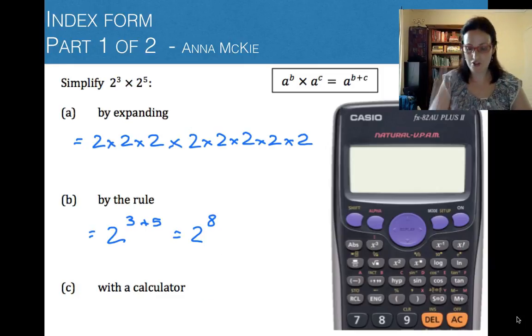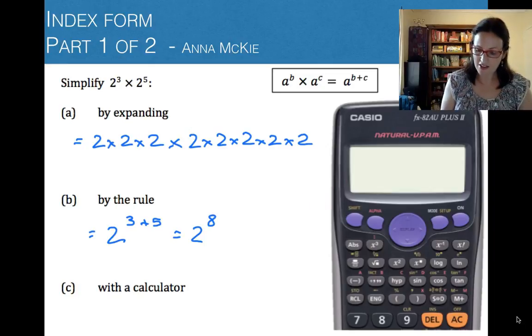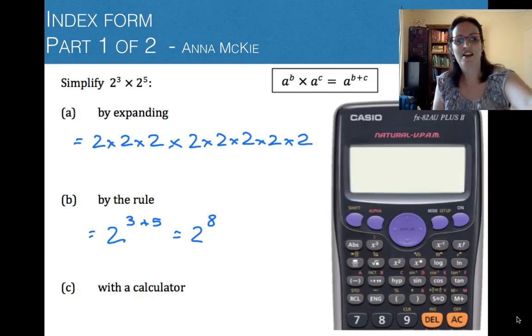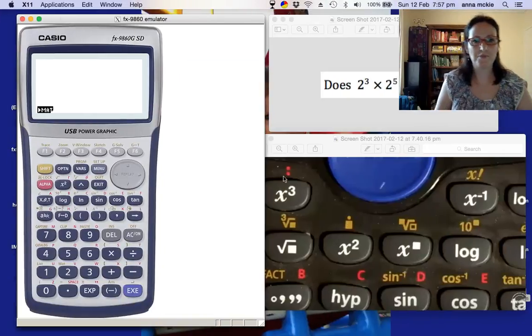Now most of my students would have this calculator here. So please make sure you've got that handy. I'm just going to show you how to use that on your calculator. Now this button here is the one that you're going to be using. It's x to the power of, and it's got a little box. So you make sure you use that button. I've got a different calculator that I've got access to on my screen here. So just bear with me.